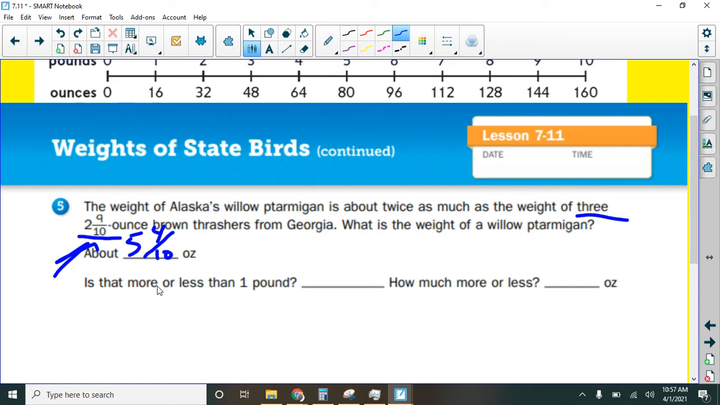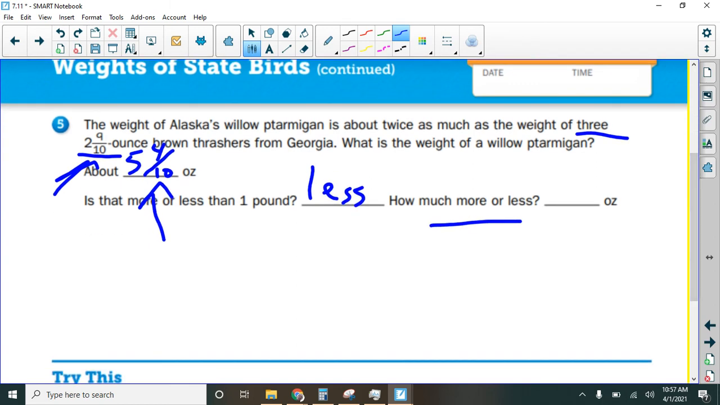Is that more or less than 1 pound? Well, how many ounces are in a pound? 16. So is this more or less? It's less, right? This is less than 16. How much more or less? So what's the difference? 16 minus 5 and 4/10. You're going to subtract this. Do not say 11 and 4/10. 11 and 4/10 is wrong. I want you to subtract that.